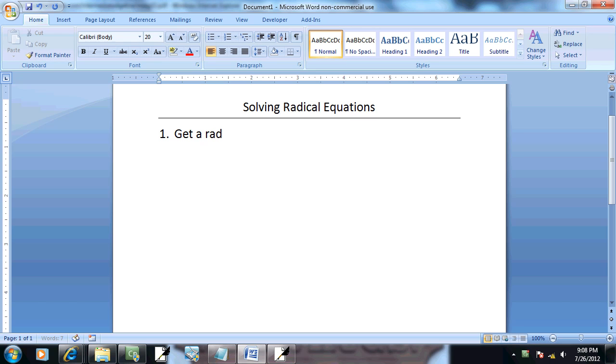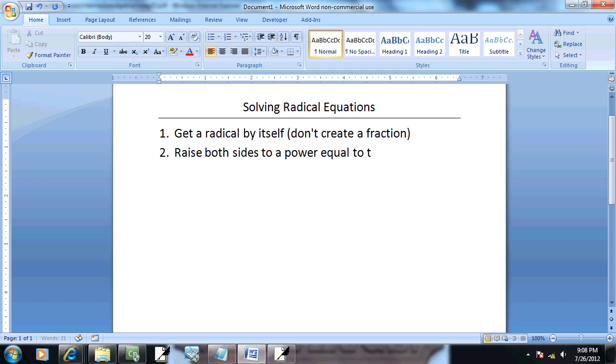Step 1. Get a radical by itself. Don't create a fraction. Step 2. Raise both sides to a power equal to the index. Step 3. If more radicals, go back to step 1. Step 4, solve for x.